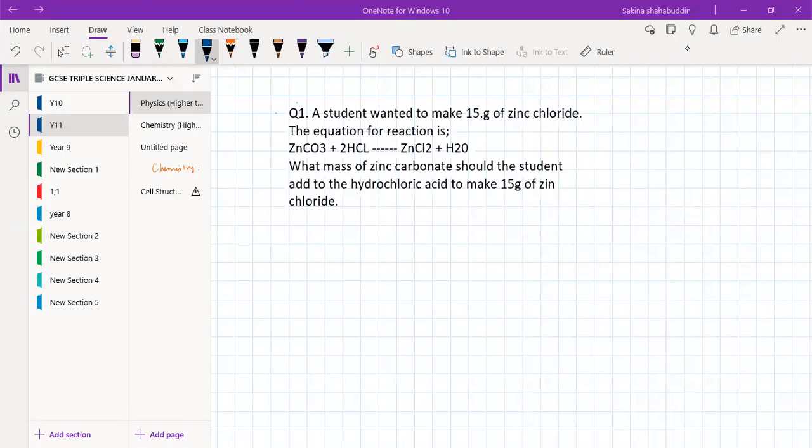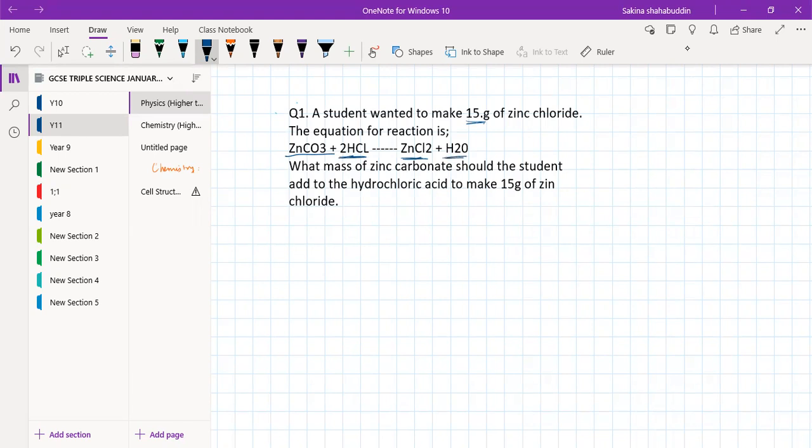So today we are going to solve this question. It says a student wanted to make 15 grams of zinc chloride. The equation is given to us and we can clearly see that 1 mole of zinc carbonate is reacting with 2 moles of HCl to give 1 mole of zinc chloride and 1 mole of water.